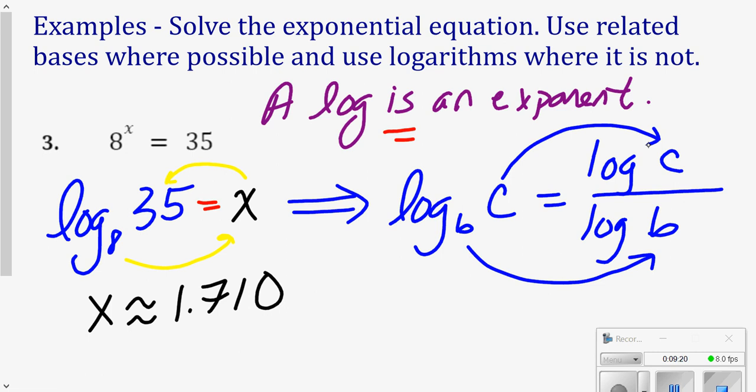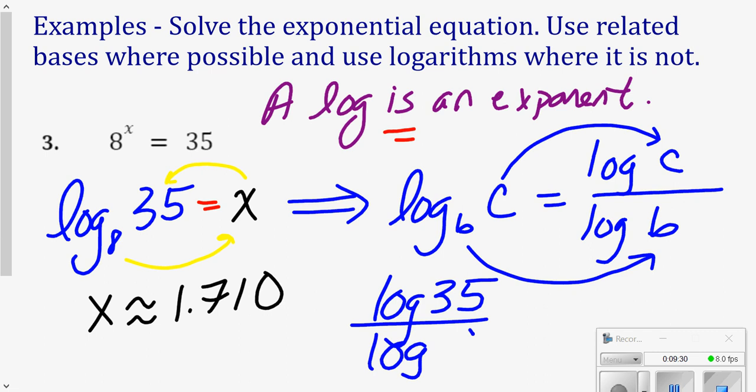So in this problem, since we want to do the base 8 log of 35, you would have the 35 on the top and the 8 on the bottom. The 8, the base, is on the bottom. And you can use whatever base you want, whatever base your calculator features. So I'll show you that it turns out the same.